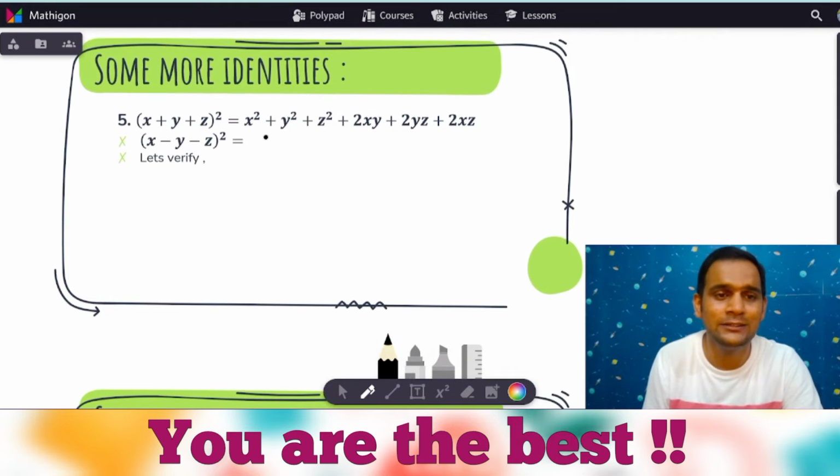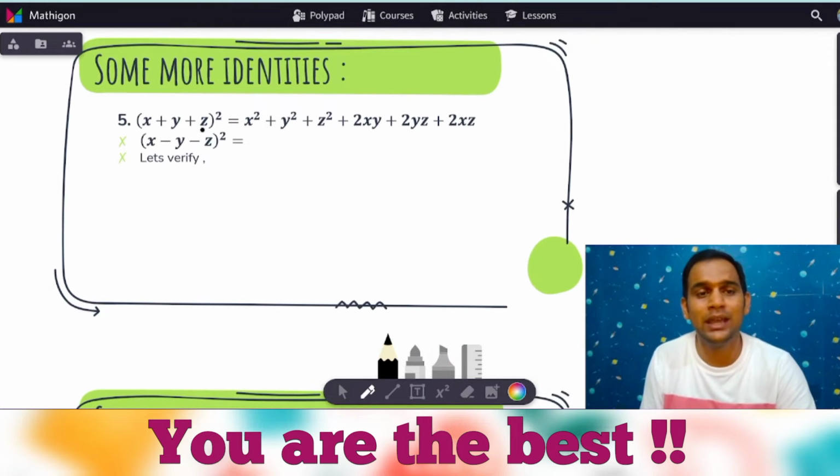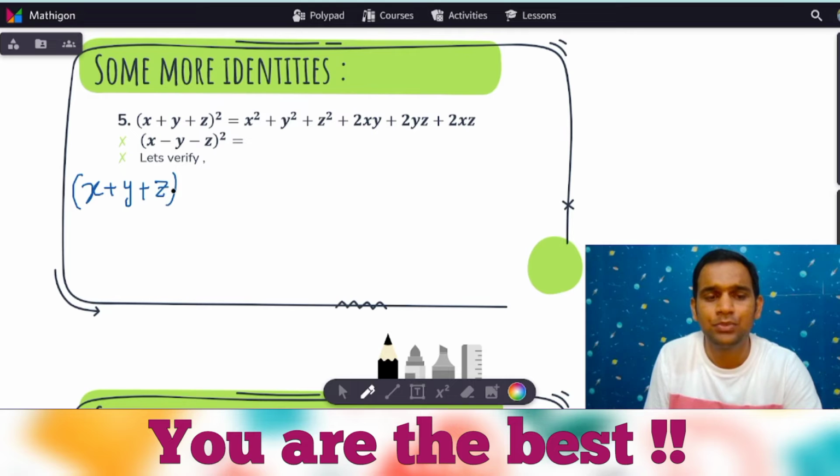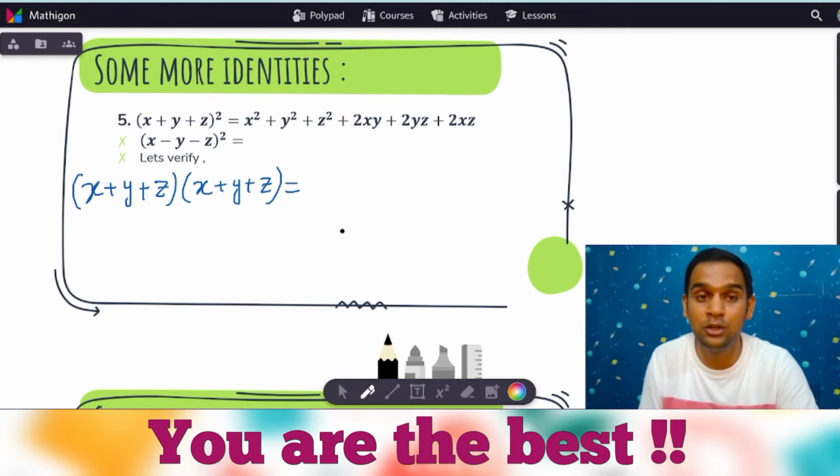So some more identities. So here we have (x plus y plus z) the whole square, and this is the formula. But how do we verify that? Quickly, let's verify. So (x plus y plus z) square, what is the meaning of that? It is (x plus y plus z) multiplied by itself 2 times. Yes or no?